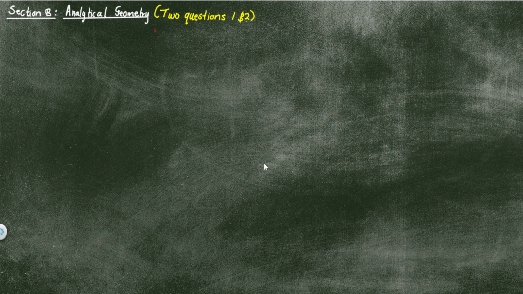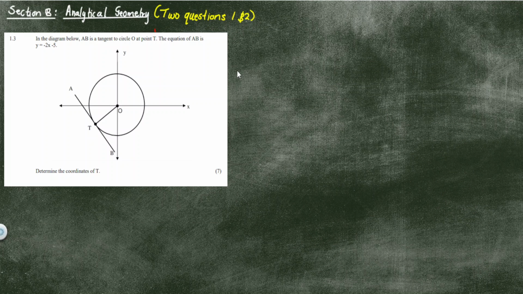Next one. We come to this one, 1.3. Alright, this is an interesting problem, a very interesting one. We want the coordinates of T. Let's just read the statement. In the diagram below, AB is a tangent to the circle O at point T. The equation of AB is given. So this line AB is a tangent.